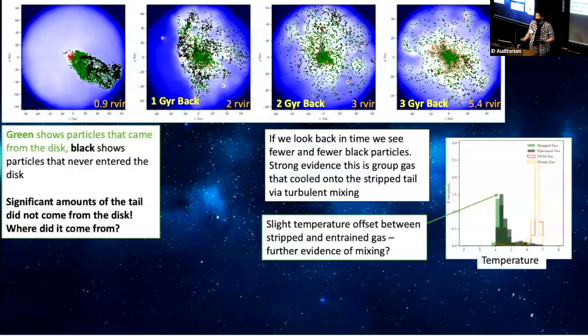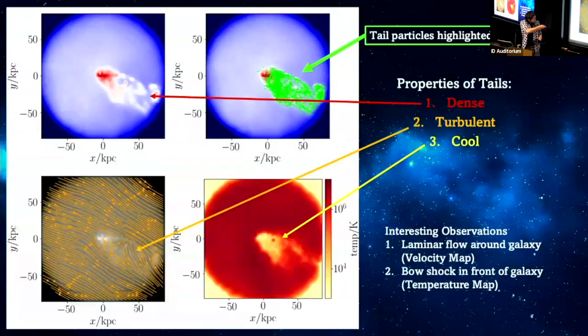The next question is, where did the tail gas come from? Here I've highlighted two distinct groups of gas. In green, you have the gas that came from the disk, and in black, you have the gas that never entered the disk. The surprising thing is that a significant chunk of the tail gas never came from the disk. If you look back in time, you can see most of the green particles came from the disk itself, but most of the black particles are nowhere to be found. That strongly suggests that a lot of the tail is material that was entrained from the group medium, likely through turbulent mixing processes due to the turbulence that we see down here in the velocity map.